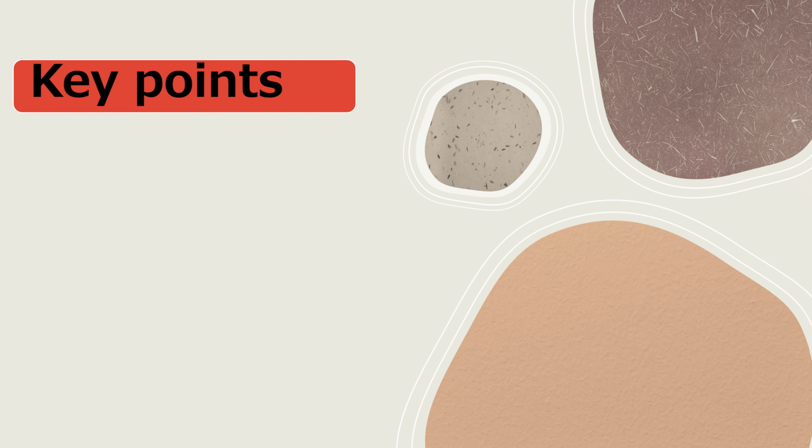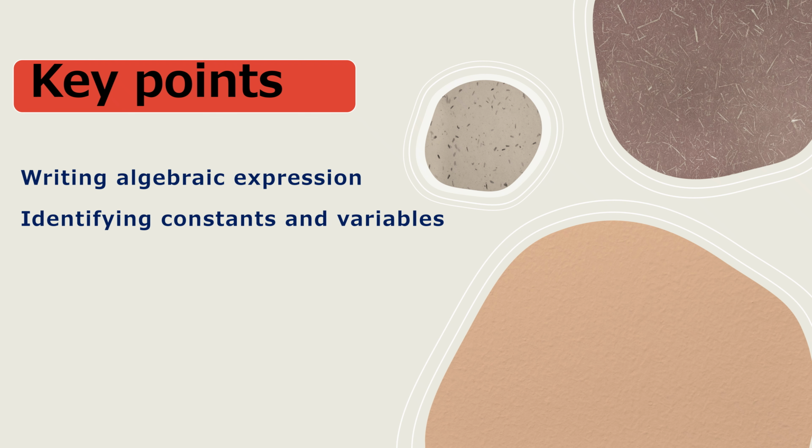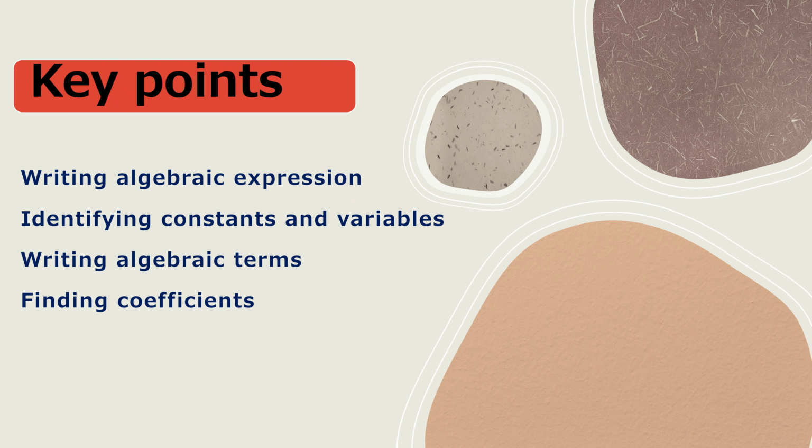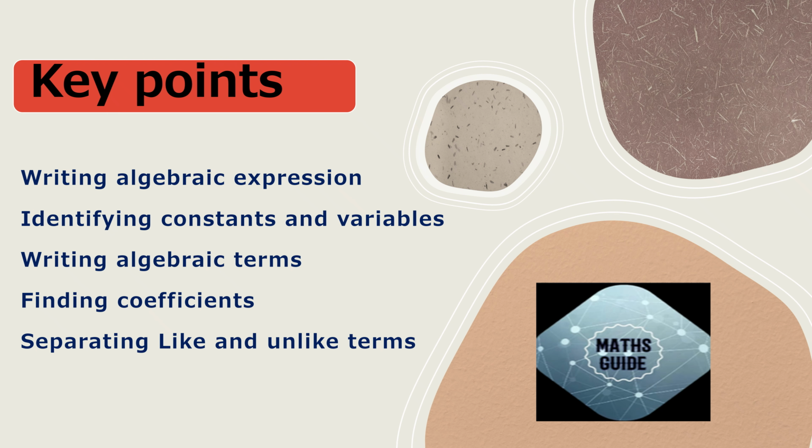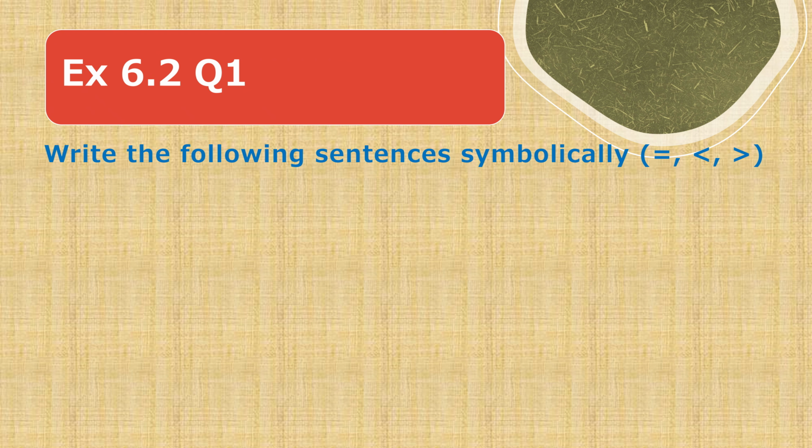The key points which we will discuss in this video are writing algebraic expressions, identifying constants and variables, writing algebraic terms, finding coefficients, and separating like and unlike terms. This is exercise 6.2, question number 1.